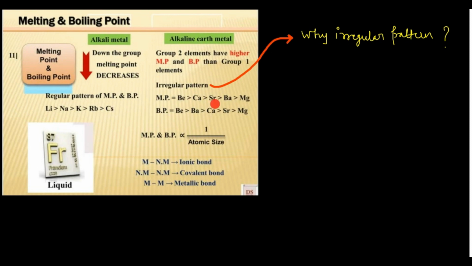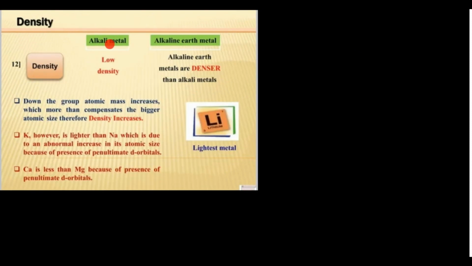See, these metals actually have different crystal structures. When the crystal structures are different, definitely their lattice energy would also be different, right? And due to this, an irregular pattern is observed. Fine. So now moving to the next slide, density. Another important aspect is the density.